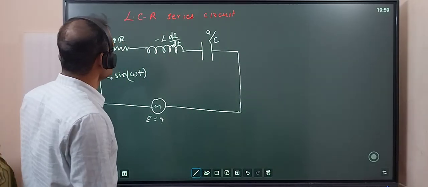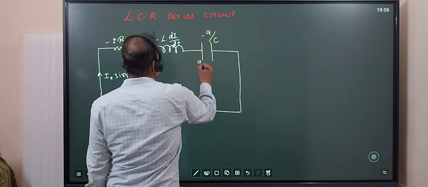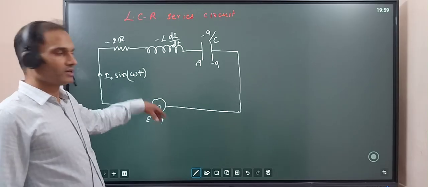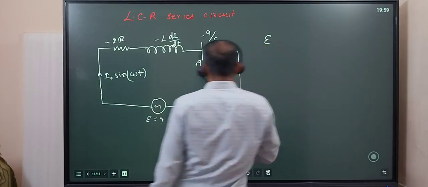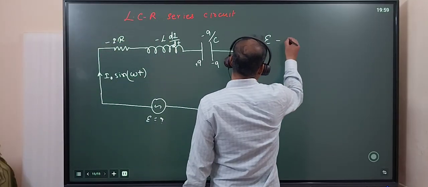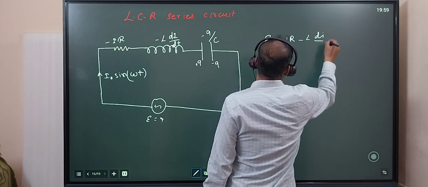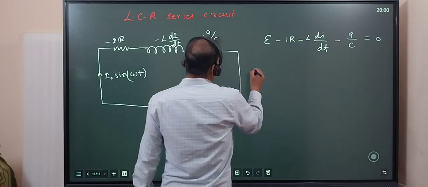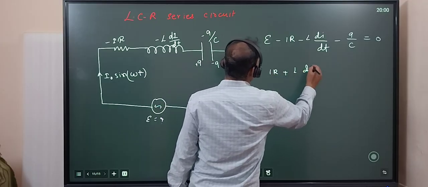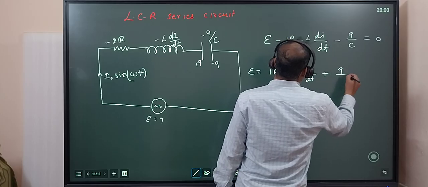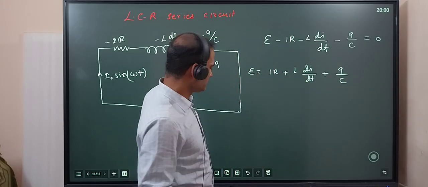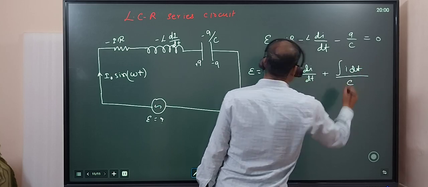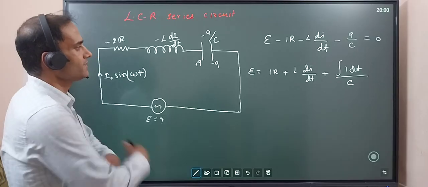Okay, so let us do this thing. Here the voltage will be minus Q by C. I am assuming that this is plus Q and this is minus Q. So this is our source EMF. We are going to find its value, so obviously we are going to take it positive. This EMF we don't know. This will be minus IR, minus L di by dt, minus Q by C, that is 0. So EMF will be IR plus L di by dt plus Q by C. Instead of Q by C, I would like to write integration I dt by C.